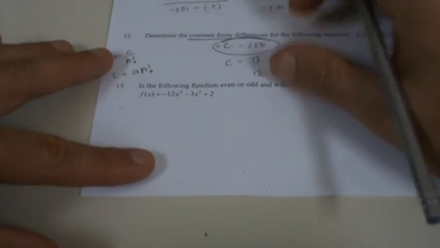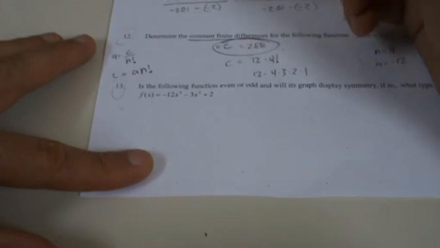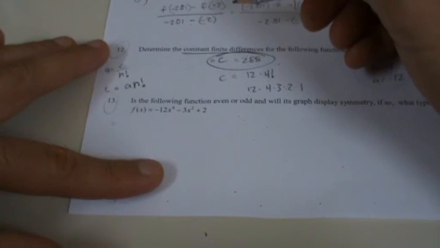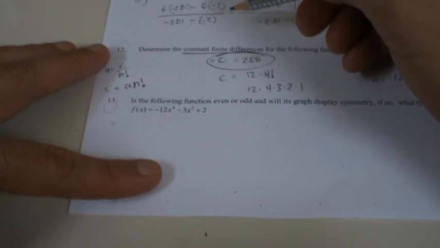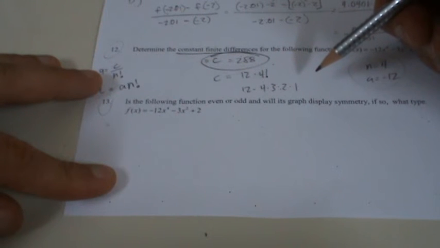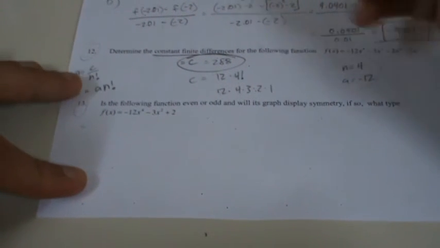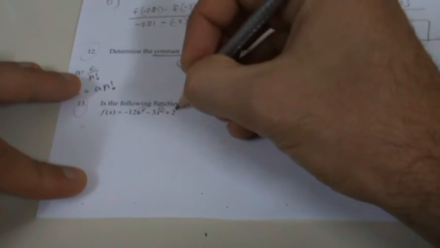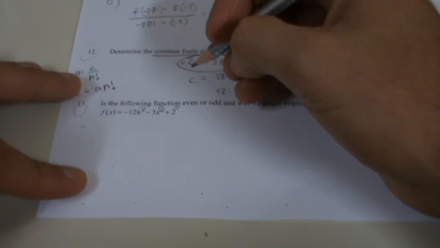Okay, now last one, number 13. You'll find that number 12 and 13 I've added onto the video, but they're not on the sheet there. Maybe I'll repost this. Is the following function even or odd, and will its graph display symmetry? If so, what type? I noticed that all of these things are even.